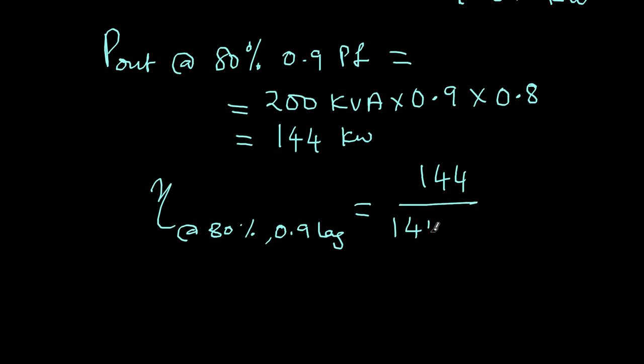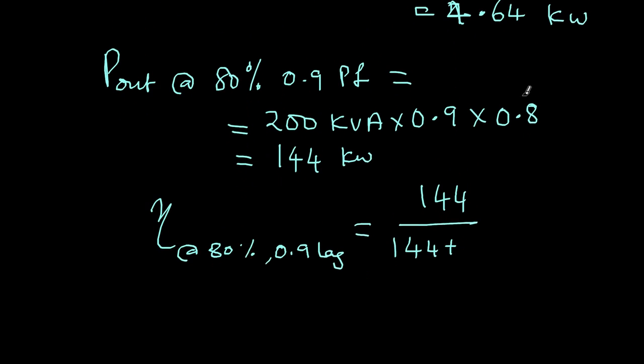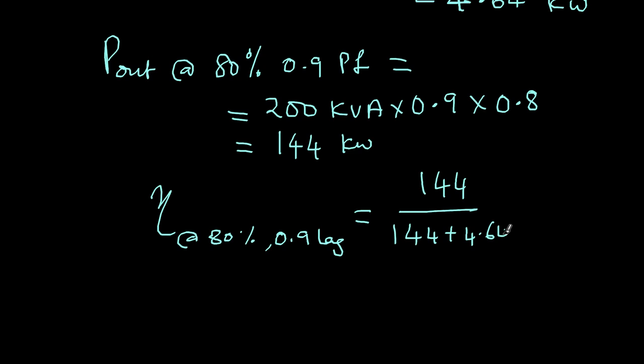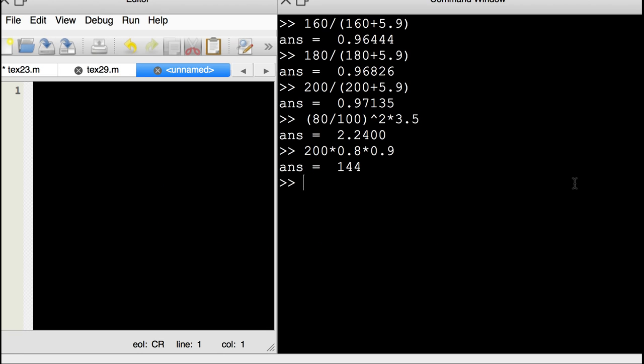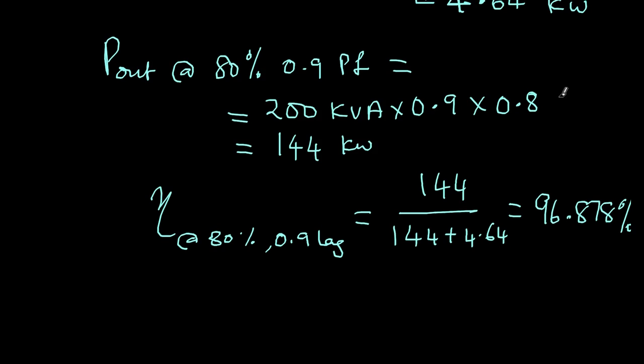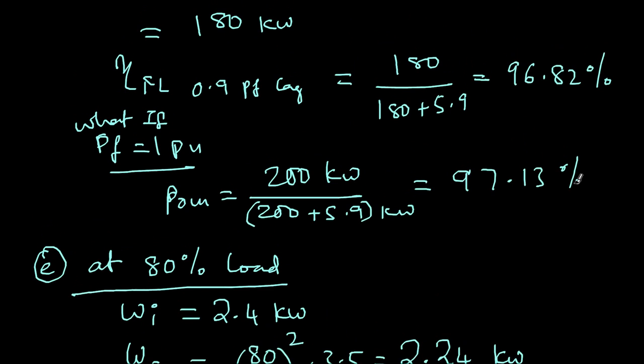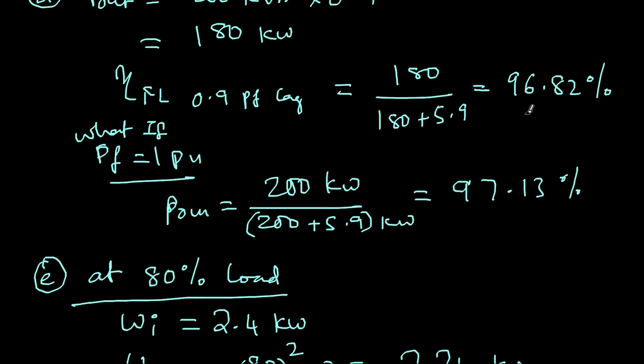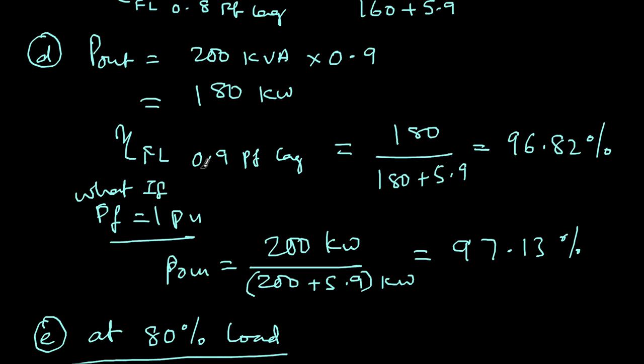144 by 144 plus, what are the new losses? 4.64. So 144 divided by 144 plus 4.64. I'm getting 96.878. This is again interesting as compared to this efficiency, 96.82. So full load efficiency at the same power factor is 96.82.